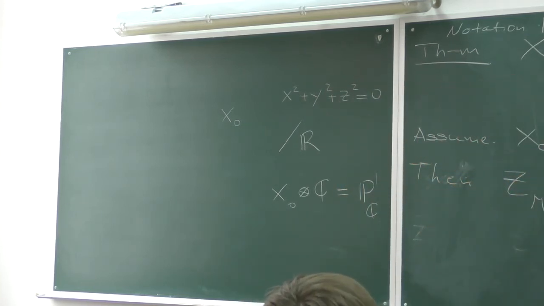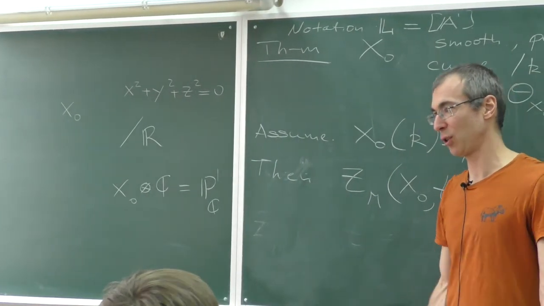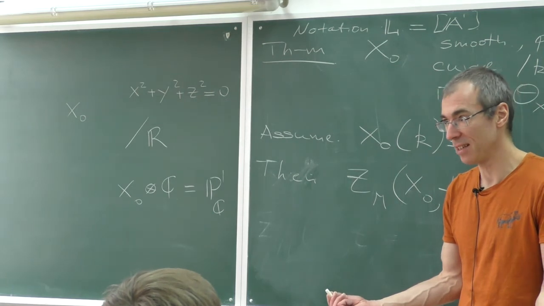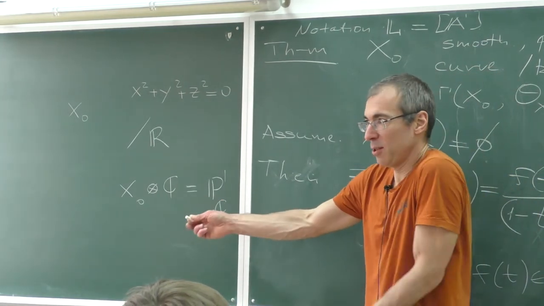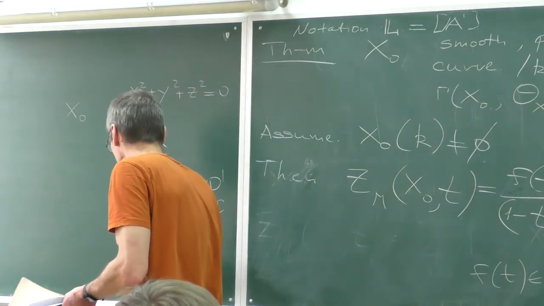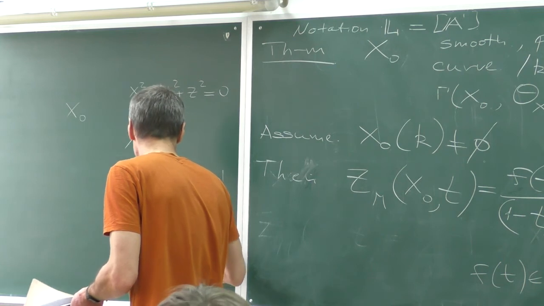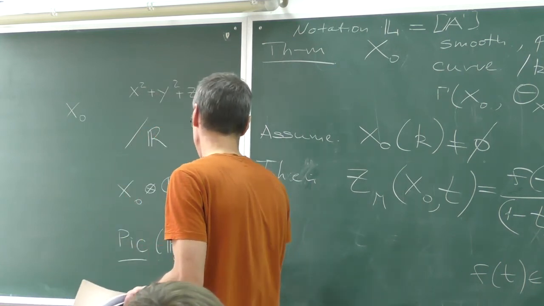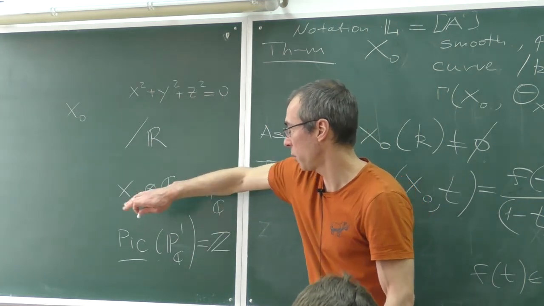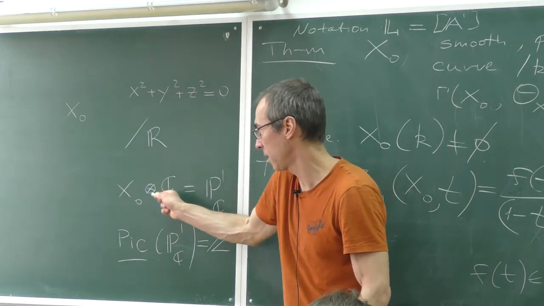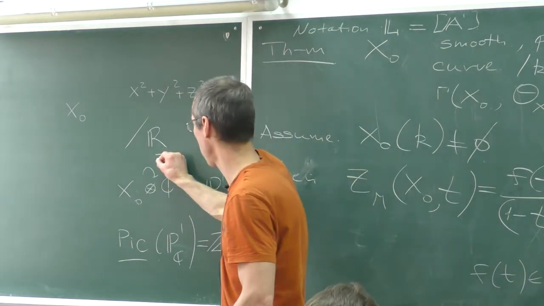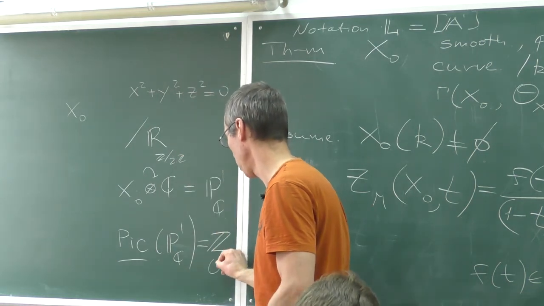And what is the Picard scheme of P1? What is the Picard group of P1 first? Z. So it's just given by degree. So there are no parameters here, right? It's discrete. So the Picard scheme of P1 over C is also Z. As we discussed, though, if you think of this P1 as the base change from X0, there is a Galois action here, which comes from the Galois action here. So you have an action of Z mod 2Z here. So it means that this Z mod 2Z should act here.